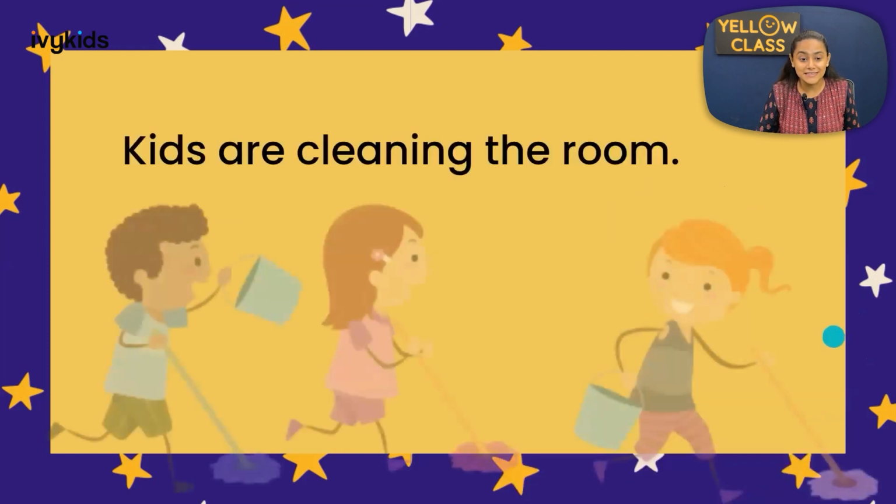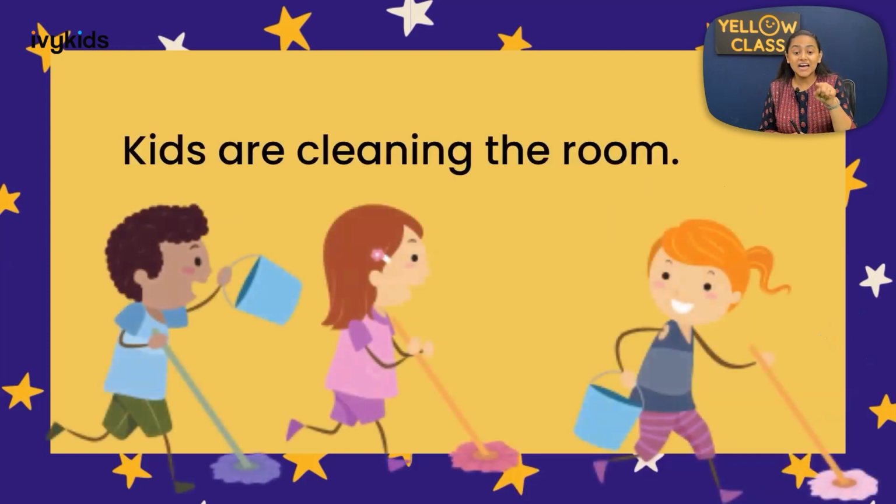Let's look at another example. Kids are cleaning the room. What is happening? They are cleaning the room. How easy it is. We know what is room. We know they are kids. We tried to explain the situation by saying kids. We know with kids we will use are. Kids are. With clean we will put ing because we are talking about something that is happening right now. So kids are cleaning the room. Easy, right? That's how you all have to try.